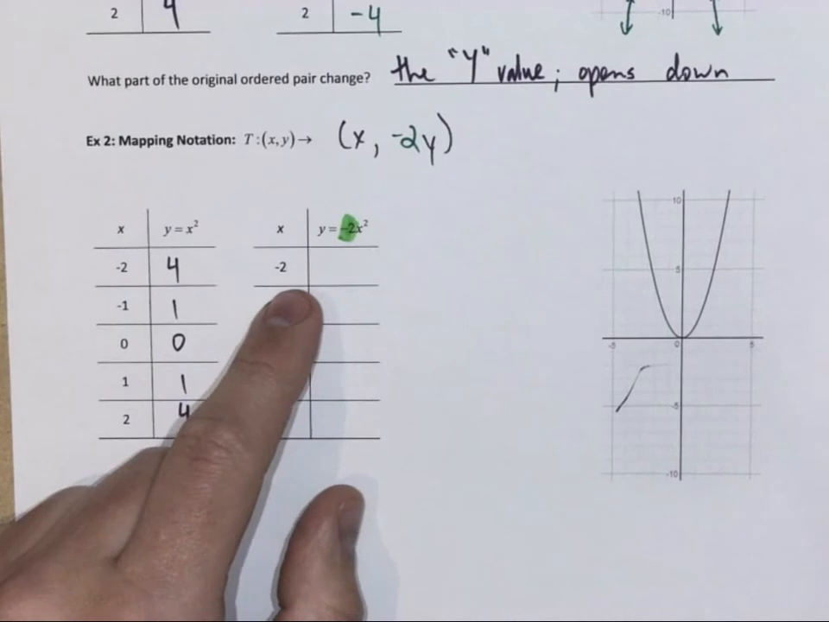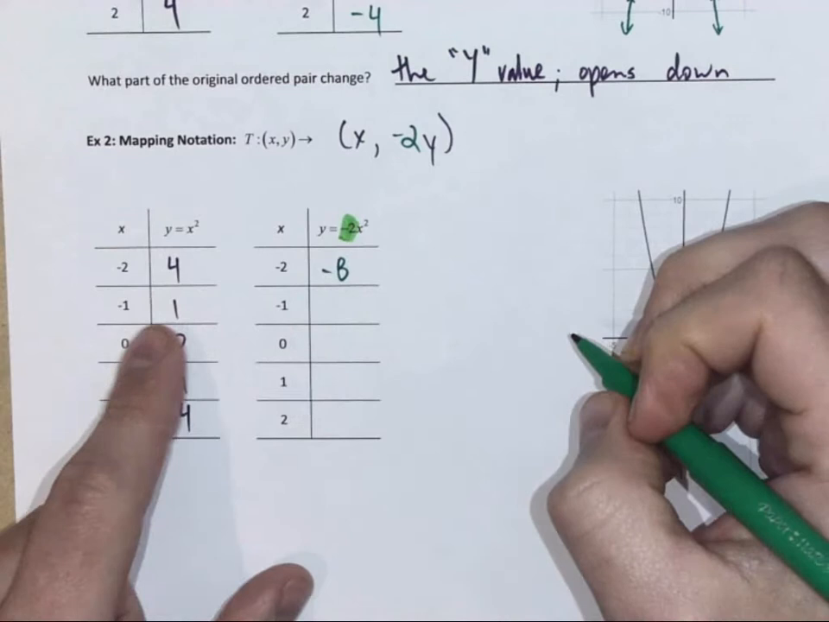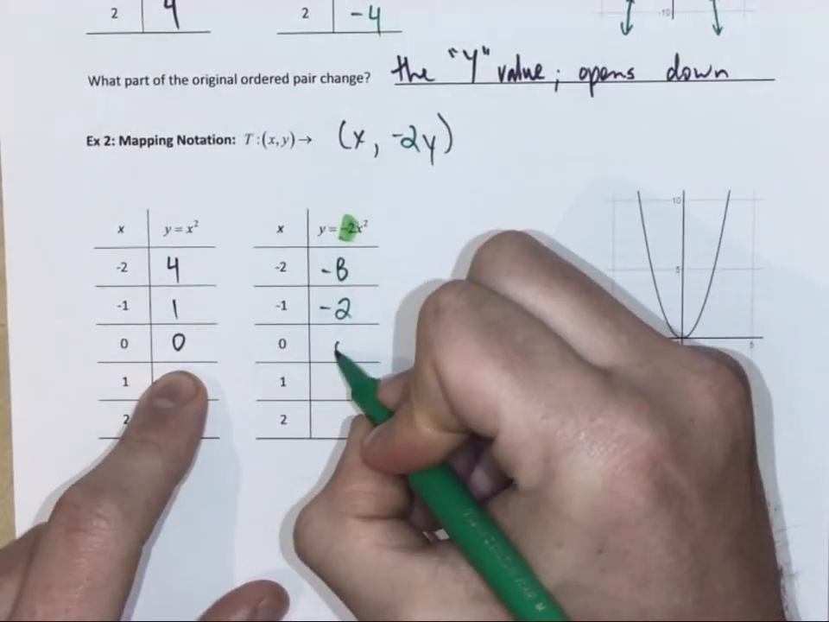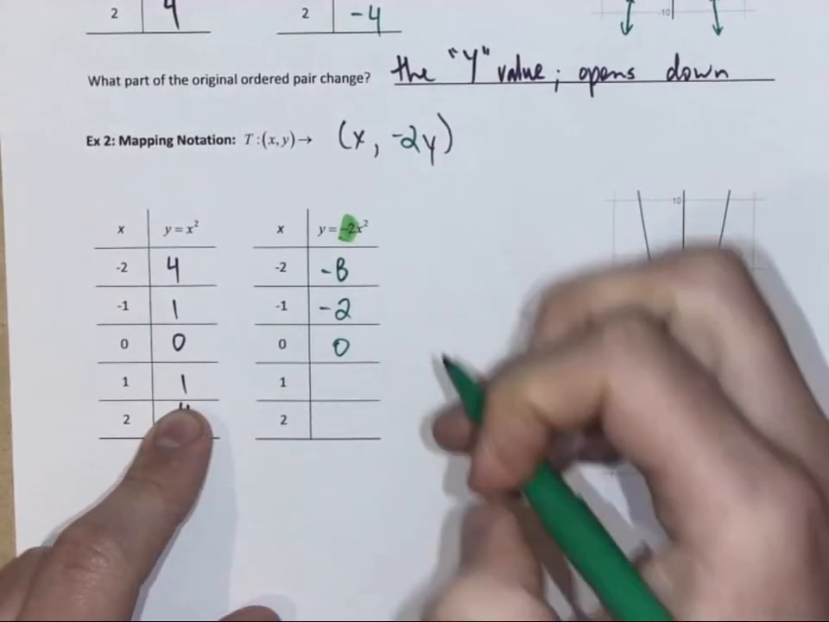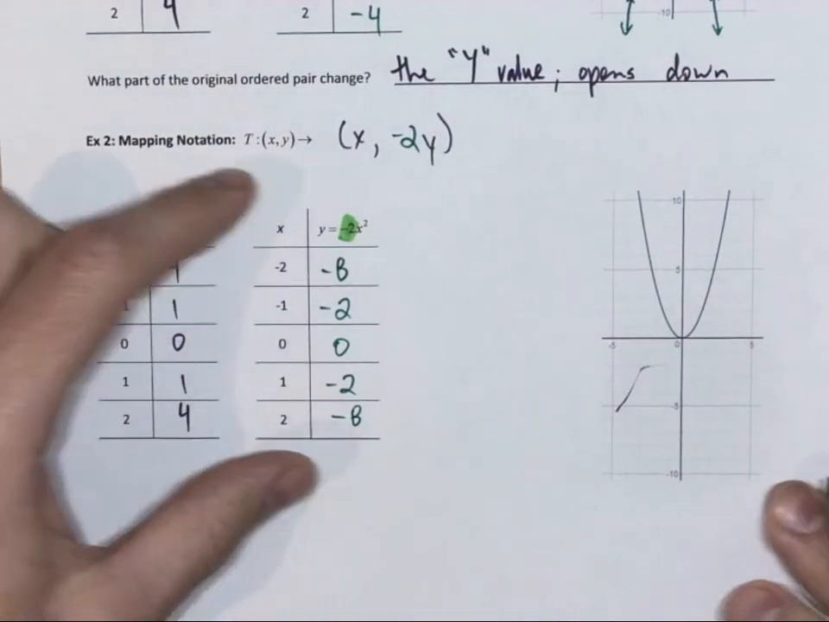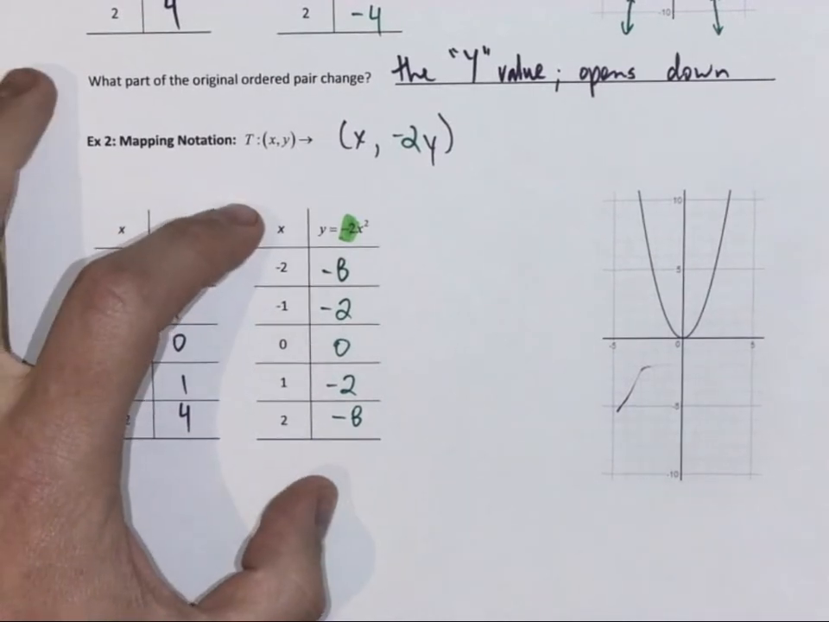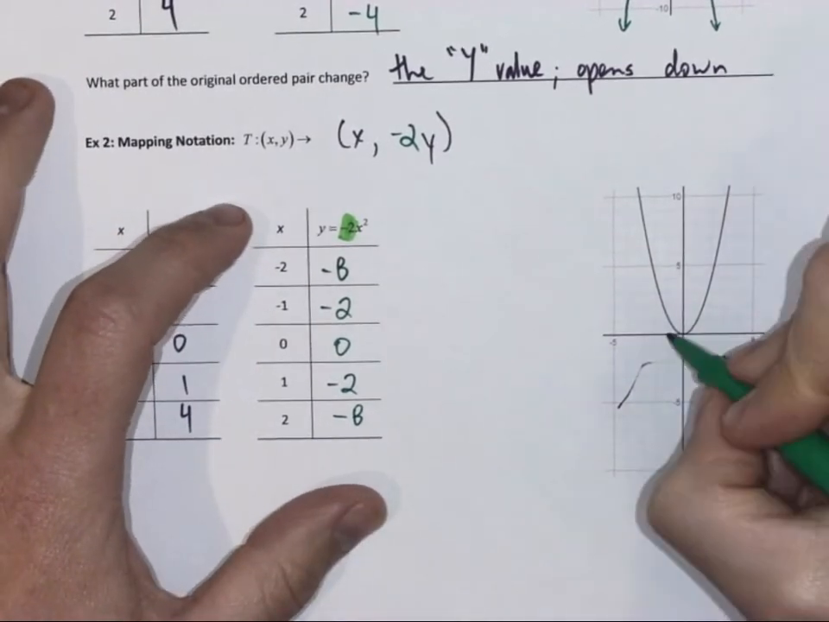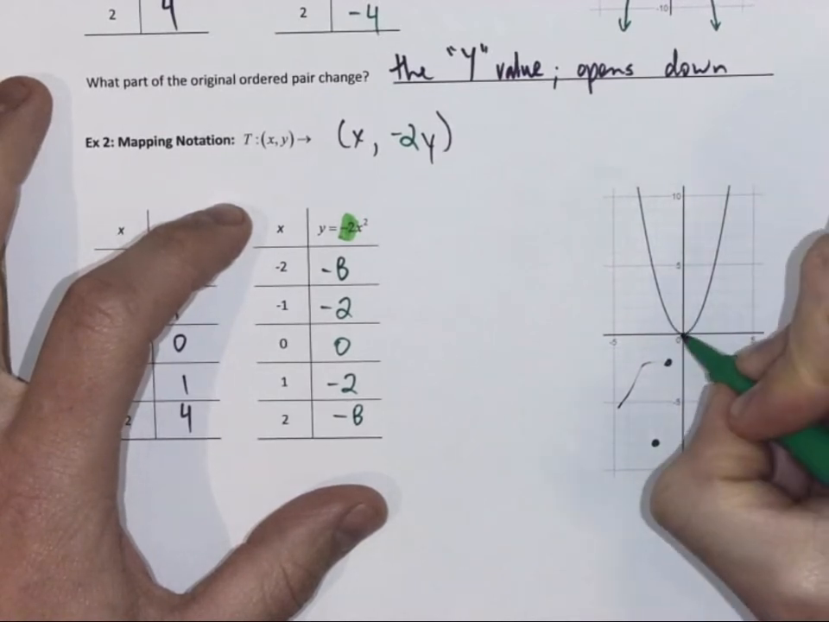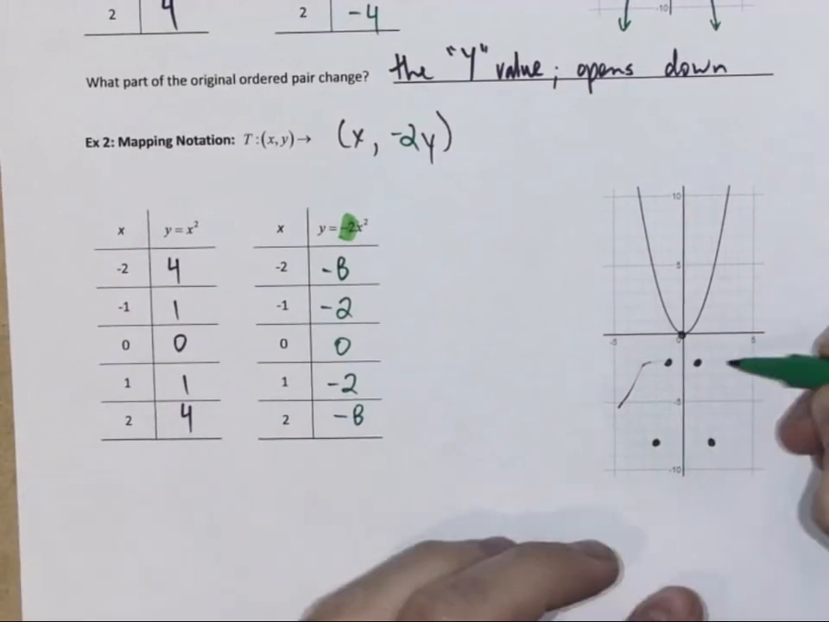So 4 times negative 2 is negative 8. 1 times negative 2 is negative 2. 0 times anything, 0. 1 times negative 2, negative 2. And 4 times negative 2 is negative 8. Now, how is this original quadratic transformed? There's my points. I can draw it, and then I can state what happens. So I have negative 2, negative 8, negative 1, negative 2, 0, 0, 1, negative 2, and 2, negative 8.